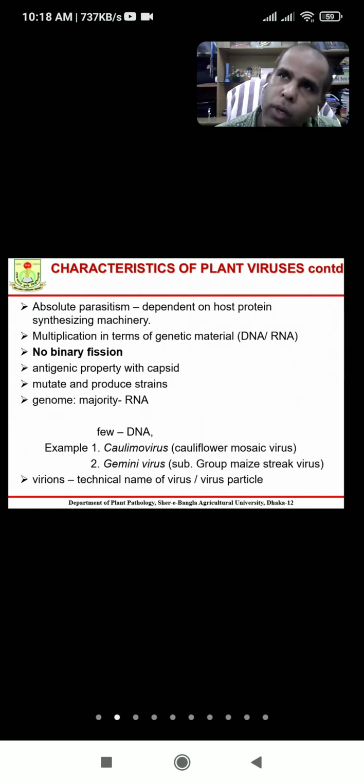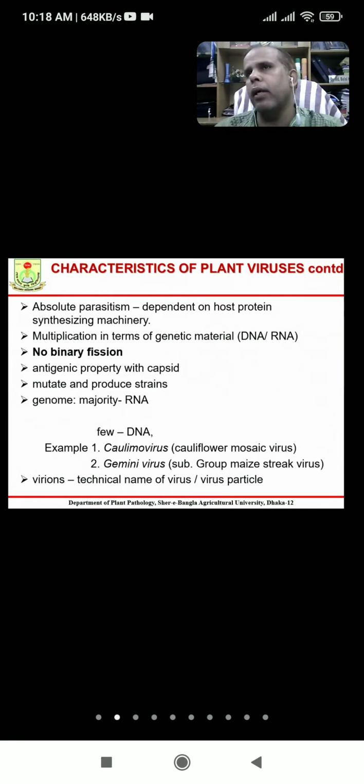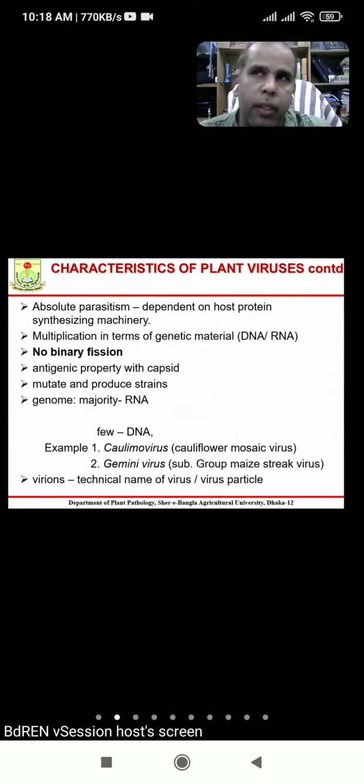So that is why virus is absolutely a parasite. That means it uses the replication mechanism of the host cell. Multiplication in terms of genetic material. That means if the virus is a DNA virus, then it will be multiplied as a DNA. If it is an RNA virus, then it will be multiplied as an RNA virus.